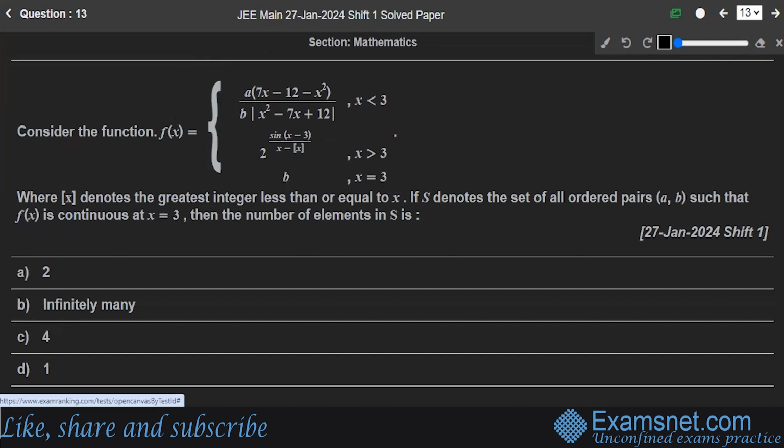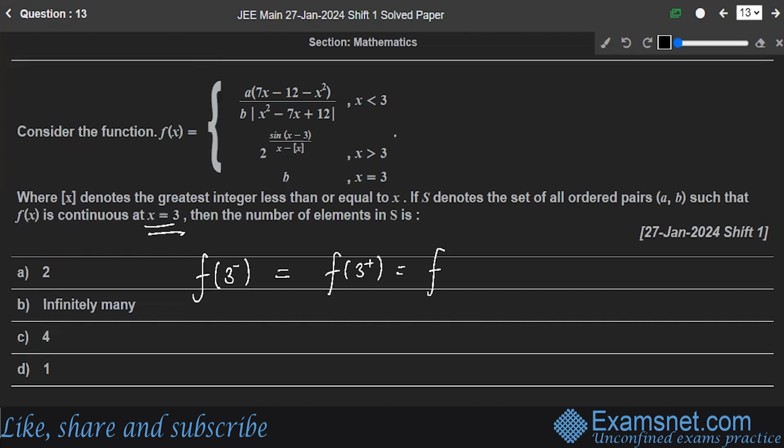First thing you are given in the question is that f(x) is continuous at x equal to 3. That means f(3 minus) will be equal to f(3 plus) will be equal to f(3) for the function to be continuous. You know this thing. Now let's find out f(3 minus). For this 3 minus, I'll be considering this function. This is equal to a upon b.